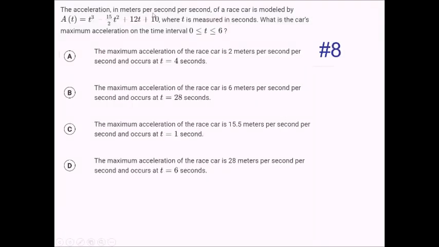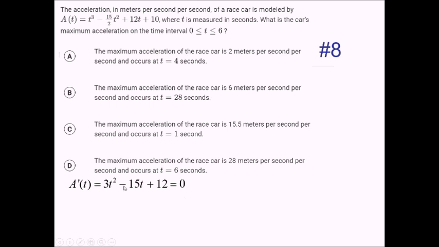For this problem, the acceleration in meters per second of a car is modeled by this A of t function. We want to know the maximum acceleration on the interval from 0 to 6. Since we're asking for an absolute max, we're going to use the candidates test. So we're going to test out the car's acceleration at times 0 and 6 because we always include the endpoints. But we also have to find critical values between 0 and 6 to test as well. So let me do A prime to find those critical values and set that equal to 0. That'll be 3t squared minus 15t plus 12, and all of that equals 0.